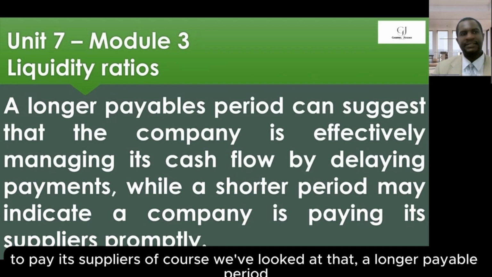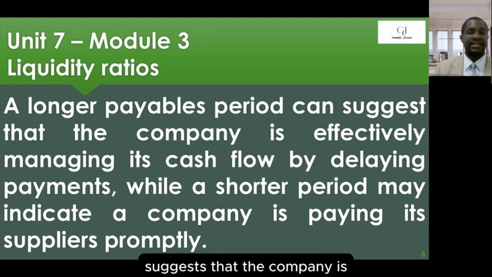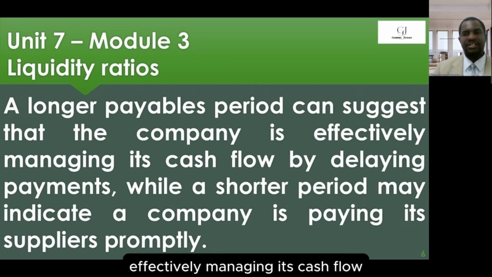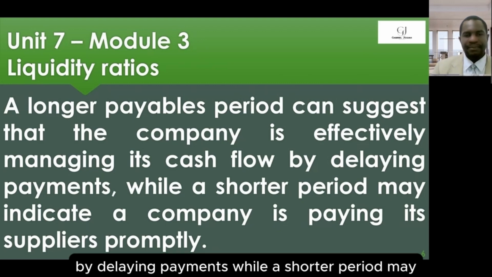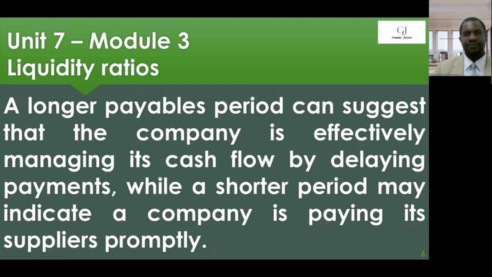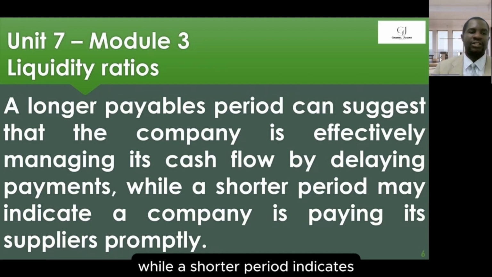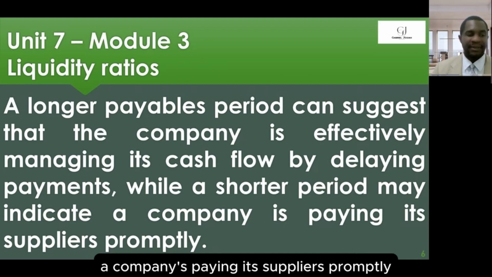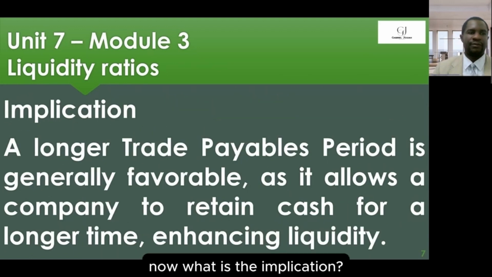Of course, we looked at that. A longer payable period, like we saw, 200 days, suggests that the company is effectively managing its cash flow by delaying payments, while a shorter period may indicate a company is paying its suppliers promptly. Now, what is the implication?